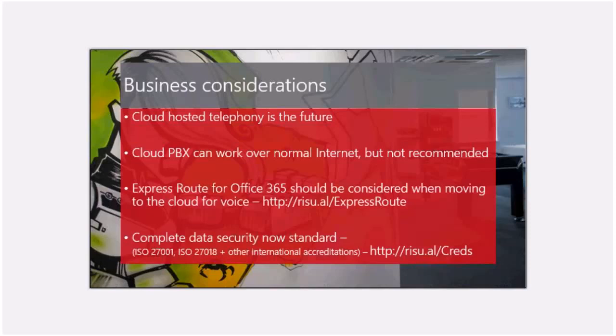That's why we can look at leveraging ExpressRoute for Office 365. ExpressRoute will allow you to have a dedicated connection to your Office 365, and it'll allow you to apply quality of service to that and have management of that. And complete data security is now standard, so there are some accreditations there. You can also see those at the URL that we've got there.